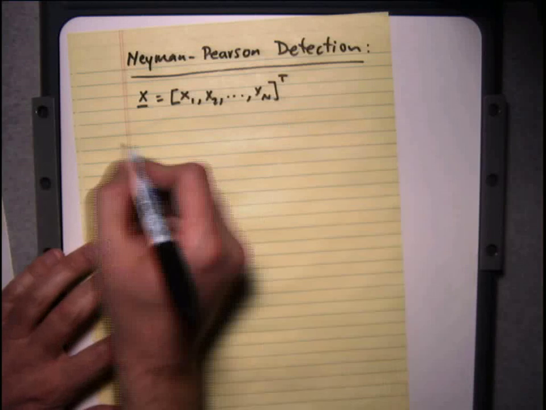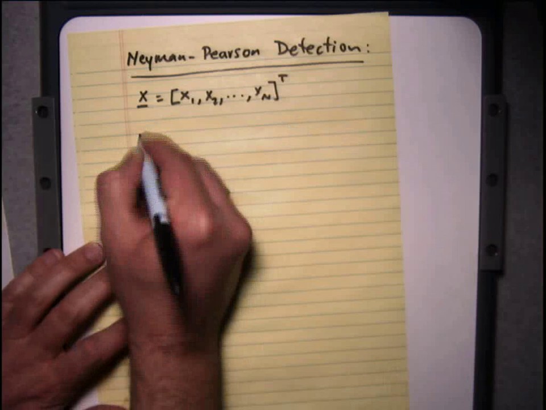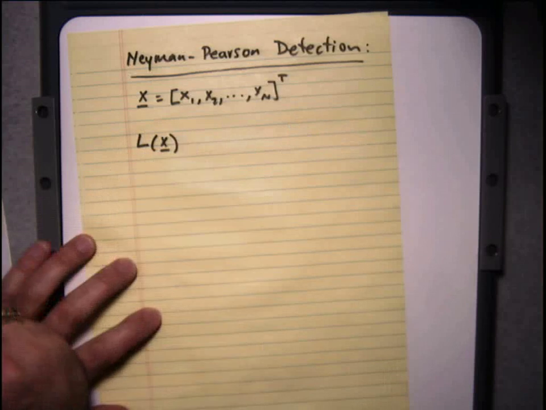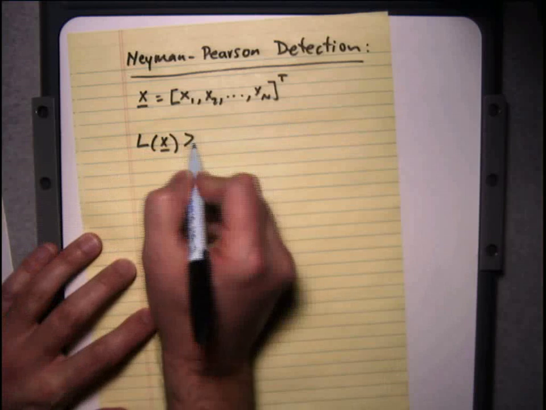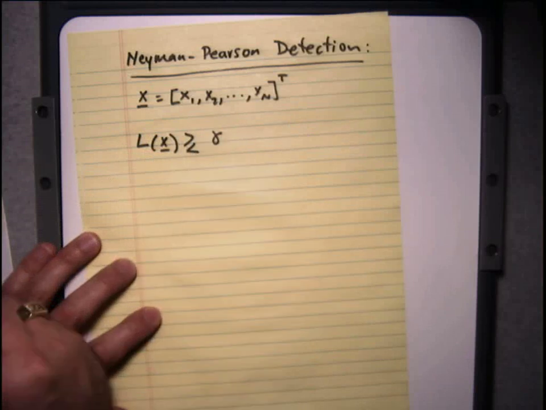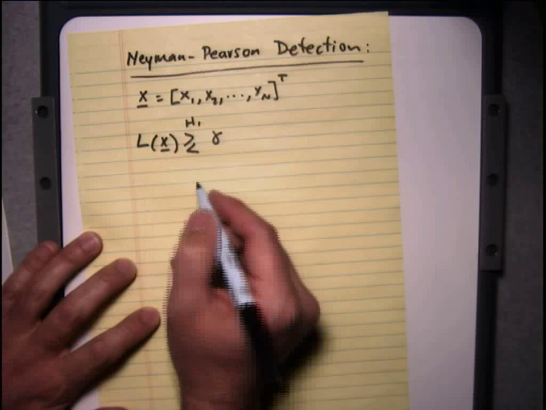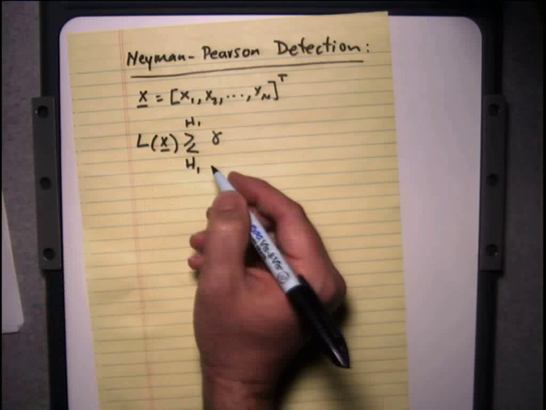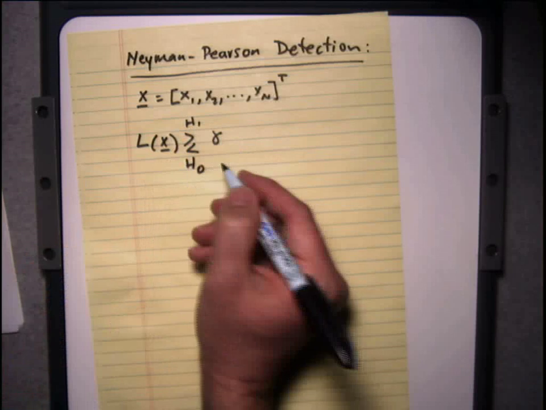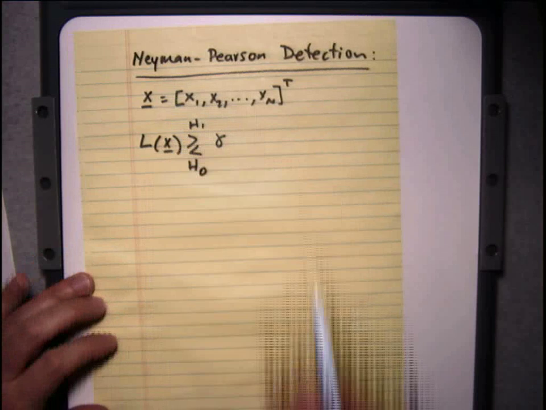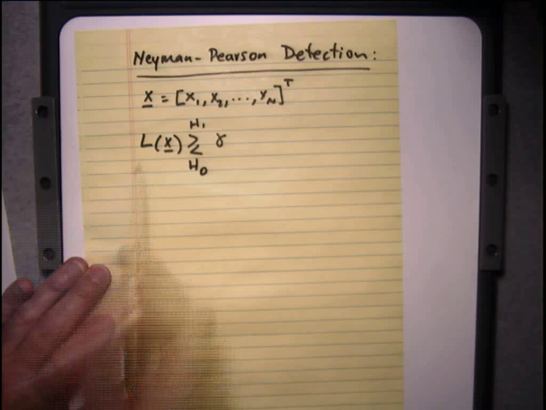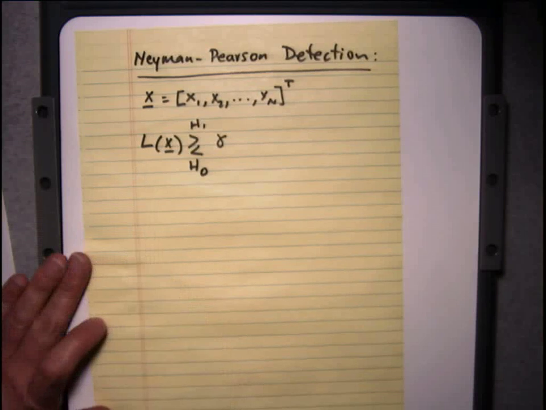And the idea was that we talked about computing some function of this data, L of x, and comparing this to a threshold. If it exceeded the threshold, we choose H1. If it did not exceed the threshold, we choose H0. And this Neyman-Pearson theory is going to tell us how to pick this function L in order for us to realize some optimality criteria.